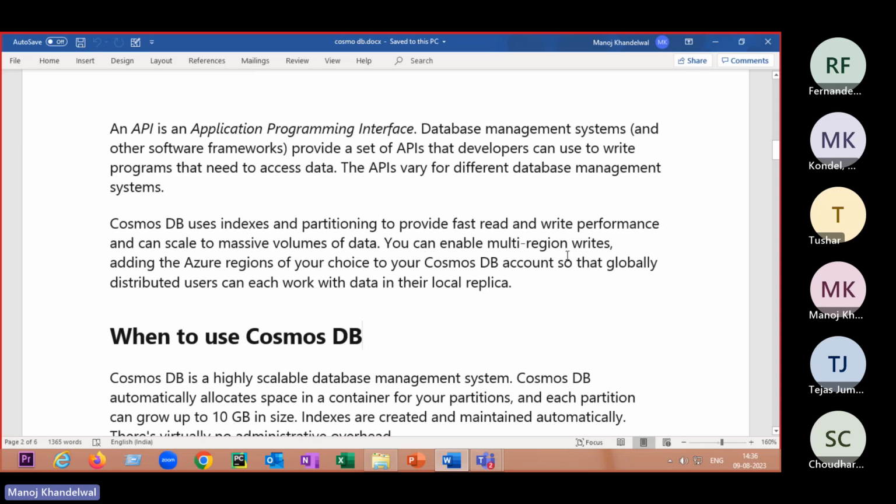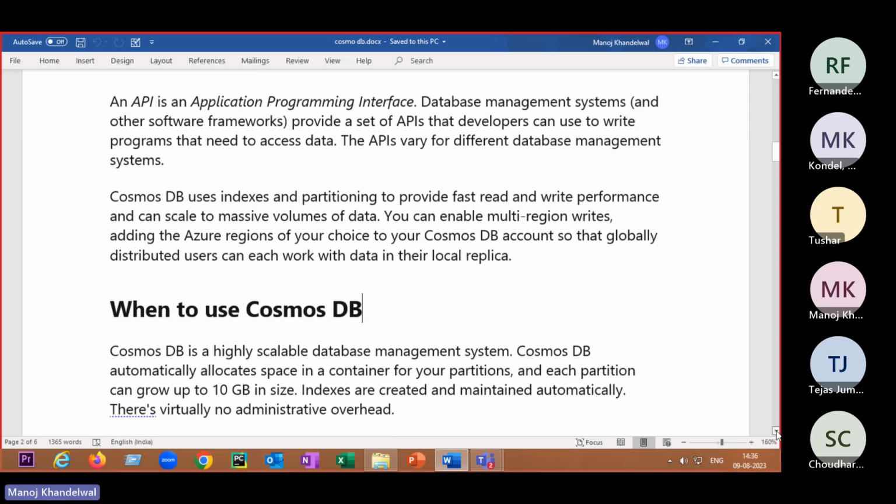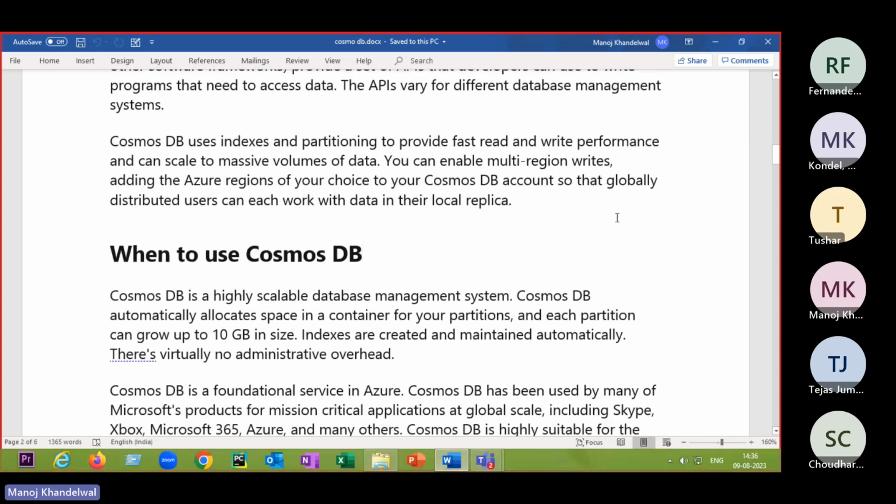You can enable multi-region writes, adding Azure regions of your choice to your Cosmos DB account so that globally distributed users can each work with data in the local replica. It is just making it easier. The performance will become better if you have a multinational company with users spread all across the globe. It can make a replica of the data and people can store locally, so the changes will happen locally and then get replicated to other parts of the world. So a complete architecture is there.